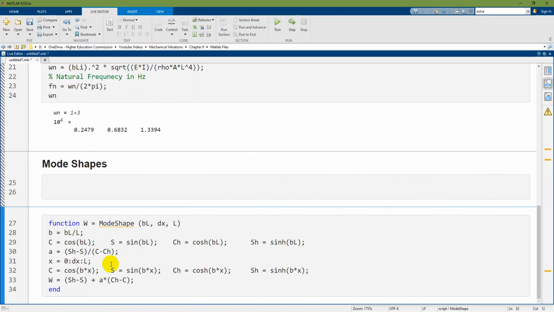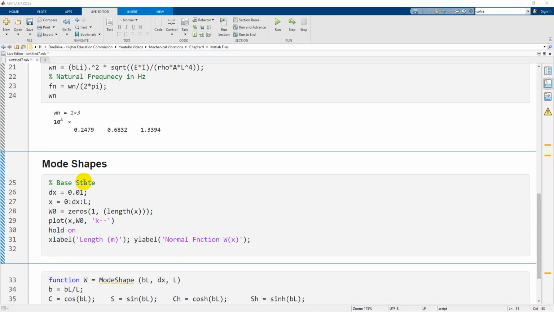So now I am going to execute that function for three values of BL. First I'm going to draw the base state, and then I'm going to plot all the other shapes. For the base state, I'm going to set dx as 0.01. So x is from 0 to L with an interval of 0.01. And then I have used that W0, like the base state. Because for the base state there will be no deformation or displacement, I set that displacement as 0.